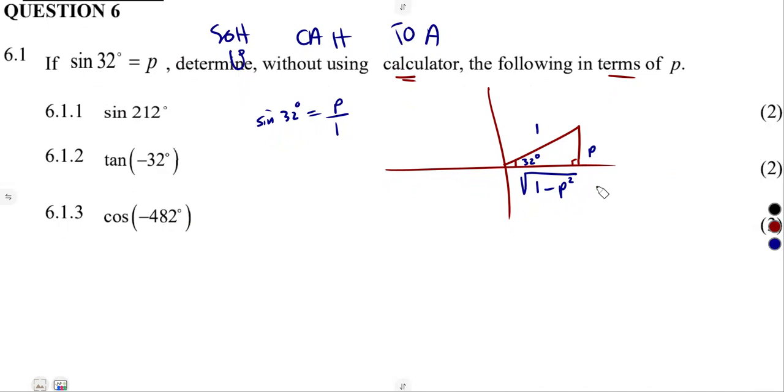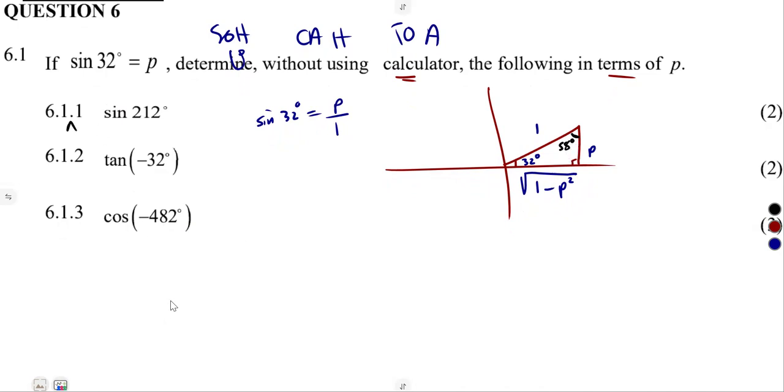That is going to help us to determine the sine of 212. Also determine the third angle. This is a right angle, remember? So 90 minus 32 is going to give us 58 degrees. Okay, so this is it.